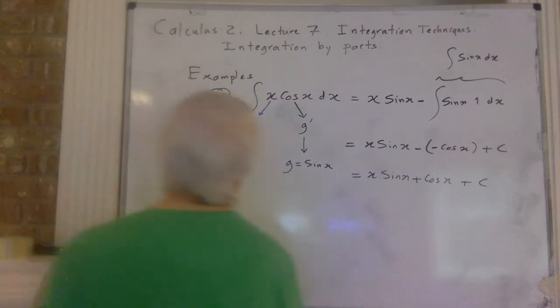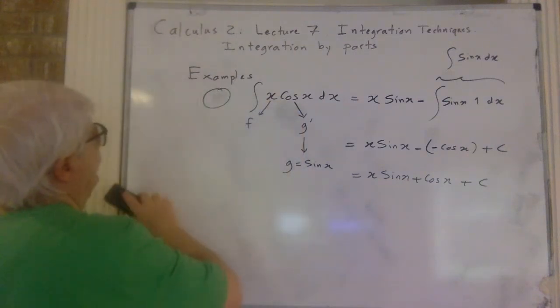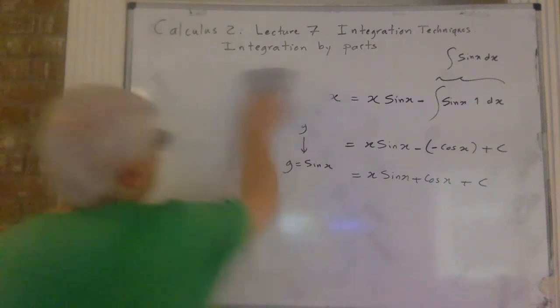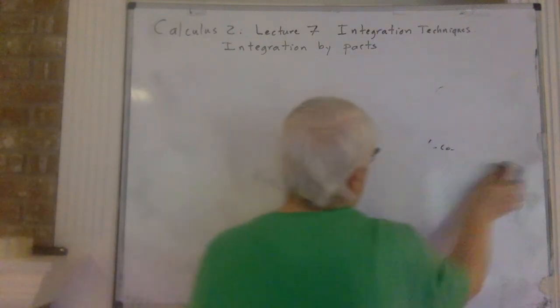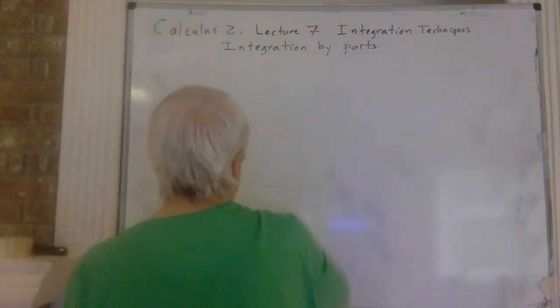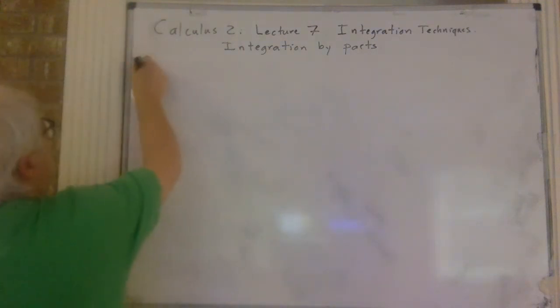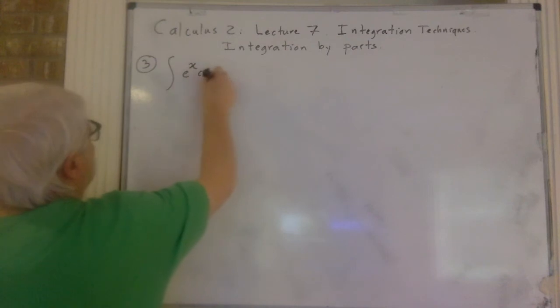Now what is another one? Trig. So I need the whole whiteboard for the third one. So number 3 is this. Integral e to the power x, say cosine x dx.